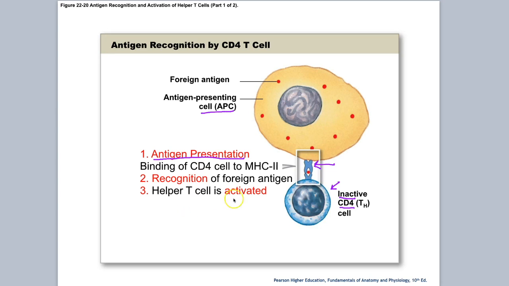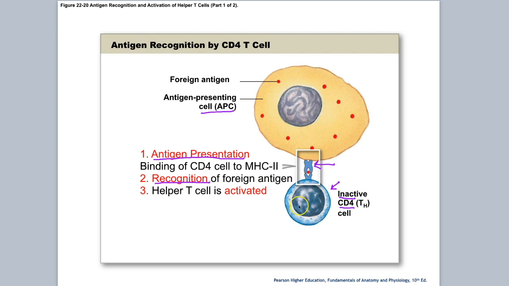So one helper T cell might come along and not have the right receptor to recognize this little foreign molecule. Another T cell might come along and bind to this and also not have the right receptor. But at some point, the correct T cell will come along and bind to this, and when it does, that is when we get recognition of this foreign antigen.